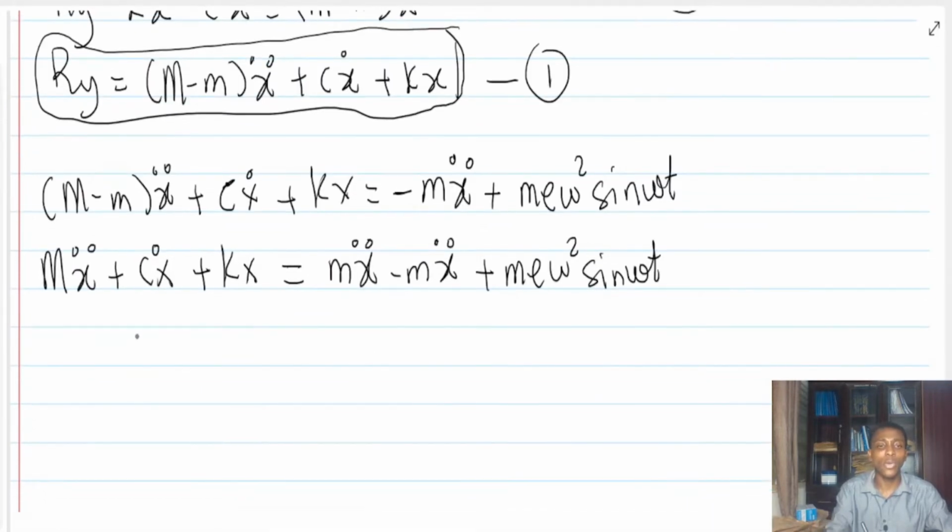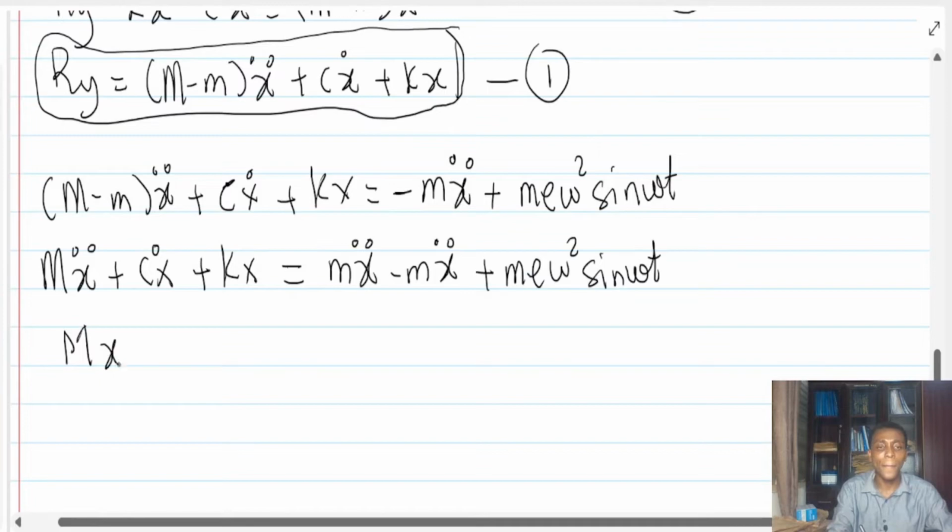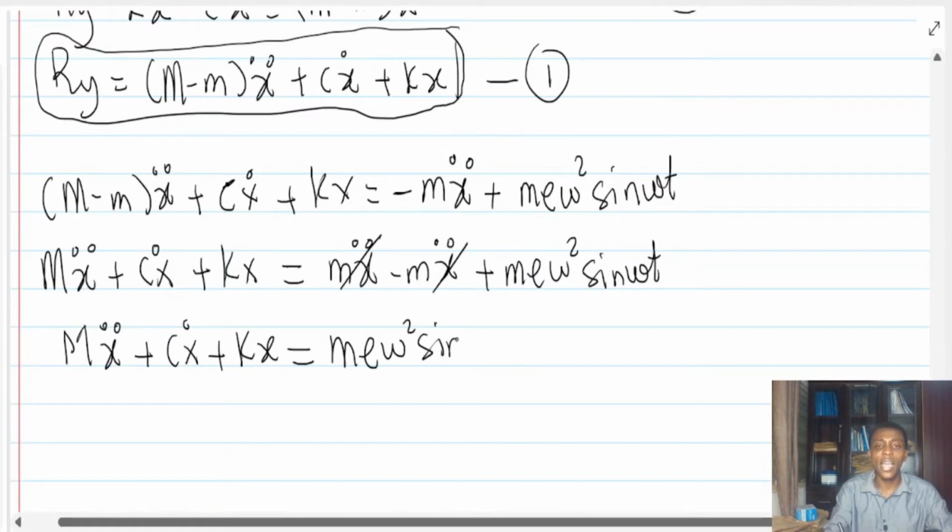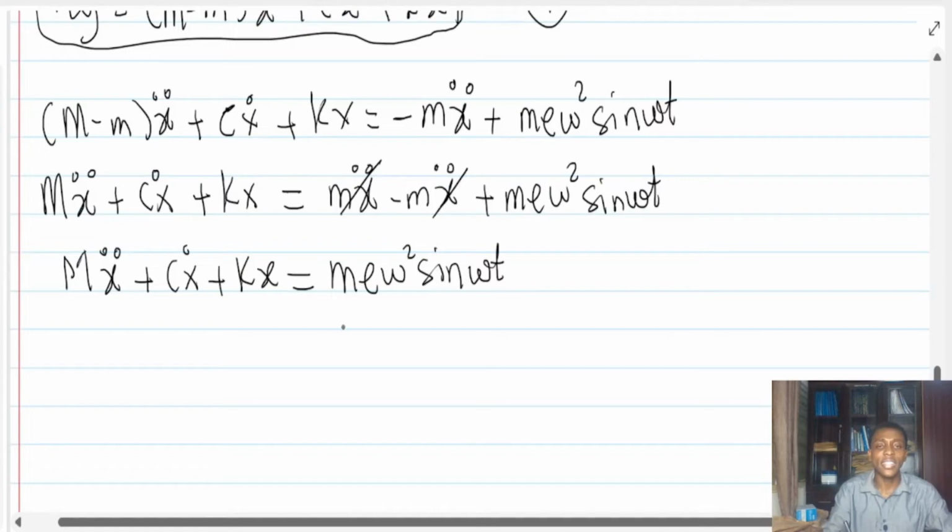At this juncture, M x dot dot plus cx dot plus kx is equal to, so this will cancel this, then I'll get m e omega squared sine omega t. Having done this, in fact, I have gotten an equation right here.